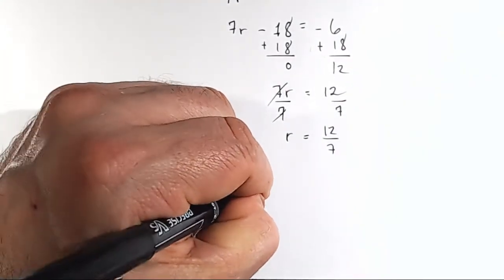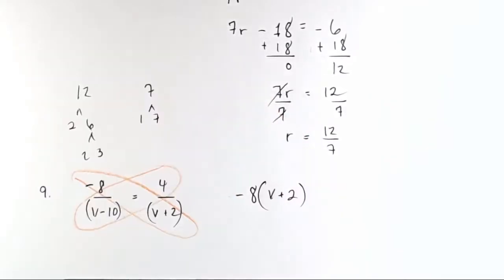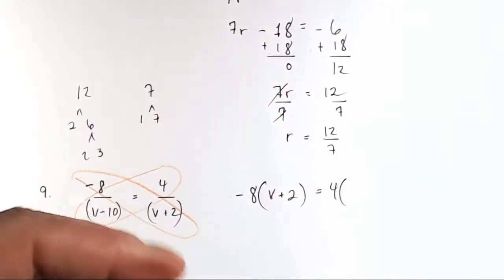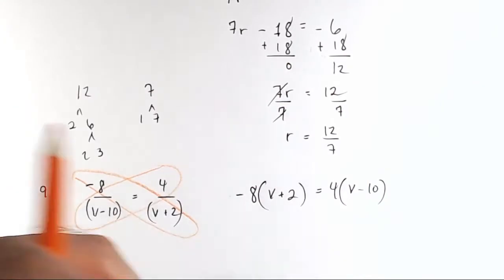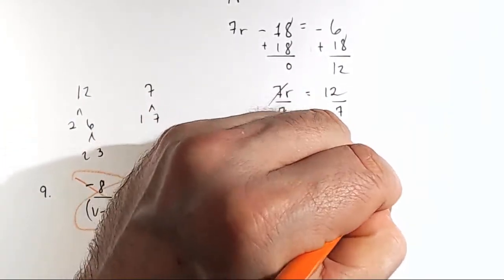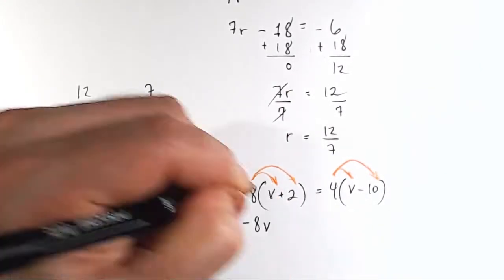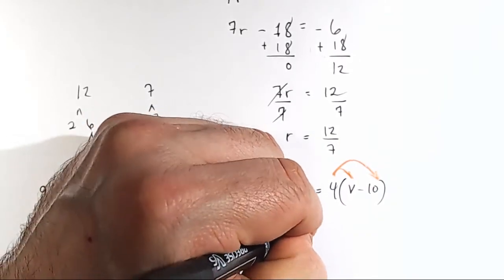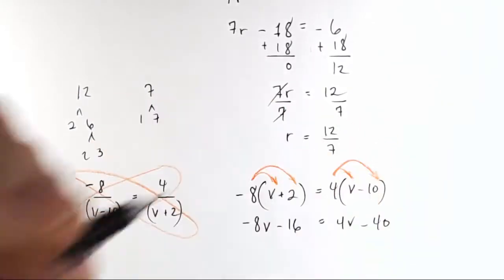Negative 8, open parentheses, v plus 2, close parentheses, equals 4, open parentheses, v minus 10, close parentheses. Draw your distribution symbols. Right here. Negative 8 times v is negative 8v. Negative 8 times 2 is negative 16, equals 4 times v is 4v. 4 times negative 10 is negative 40.